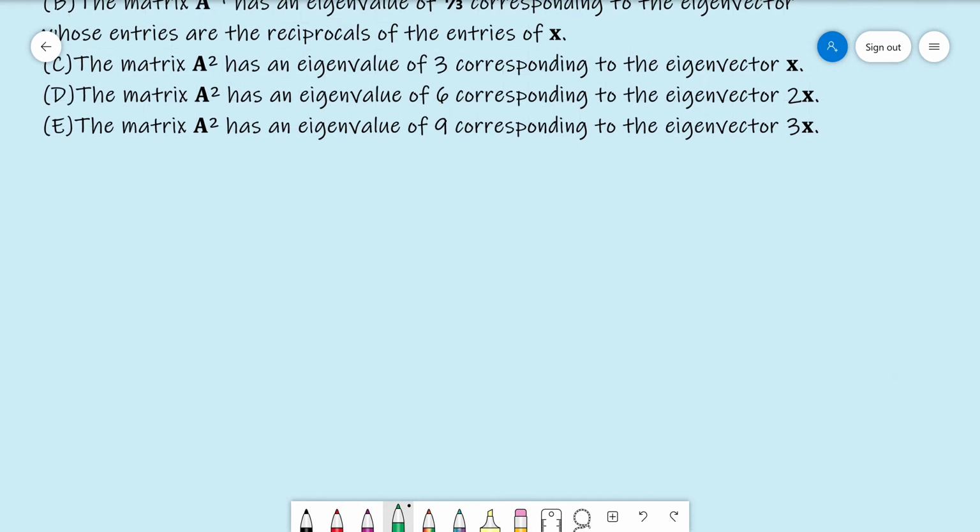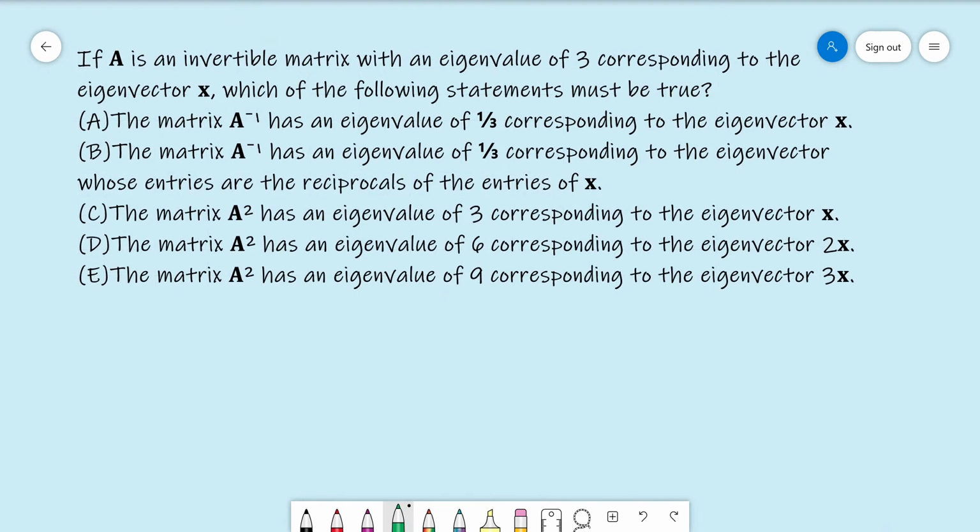We're on question number 18. This question tells us something about the eigenvalue of a matrix A, and it's asking us to decide which of these statements about the eigenvalue of A inverse or A squared is true. Well, let's see. You have to remember what the definition of an eigenvalue is. So it says that A is an invertible matrix with an eigenvalue of 3 corresponding to the eigenvector x.